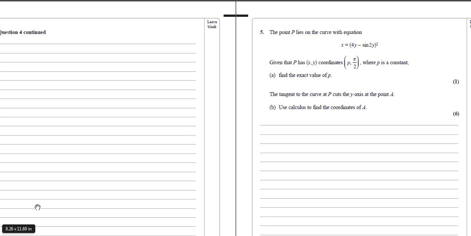So we've got this thing here. So again, we've got x equals. But this one looks a little bit more complicated. So what I'd be tempted to do here is expand the brackets. Get x equals. So if you've got a bracket squared, you can write the bracket out twice. So 4y minus sine 2y. So that's going to be 16y squared minus 4y sine 2y. So that's going to be minus 8y sine 2y plus sine 2y squared.